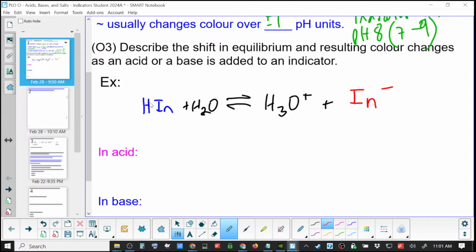So in acid, HIN just stands for indicator, right? Pardon? It's like when I write HX for acid, and X is any acid. But you have to have the H there, so it's HX. An indicator is a weak acid/base conjugate. So here's our indicator.